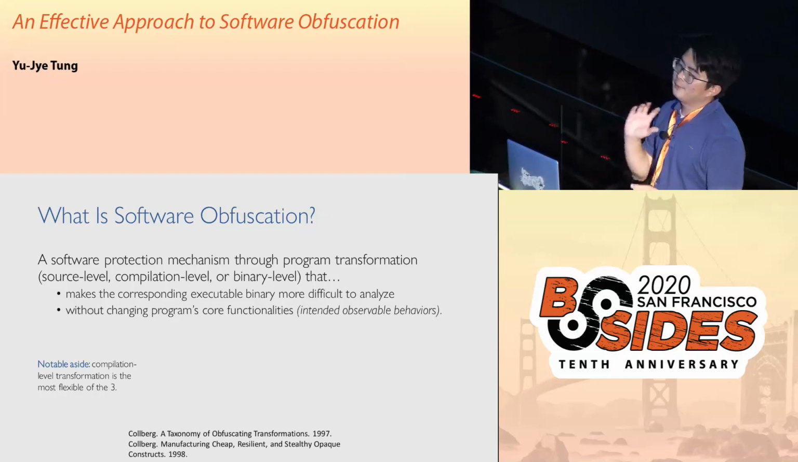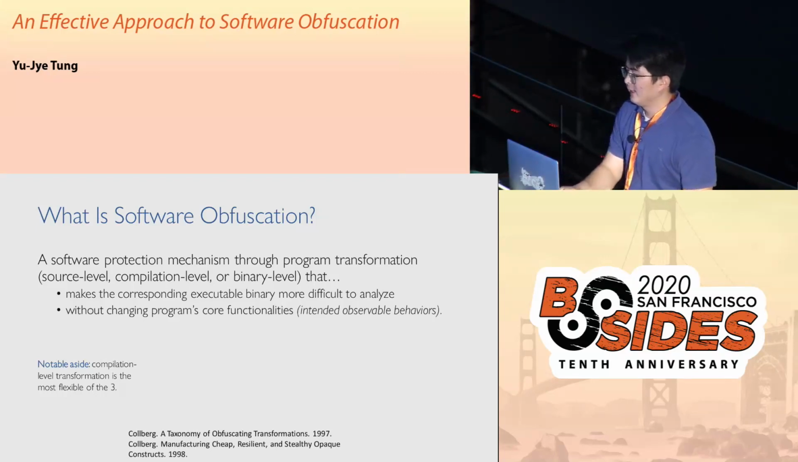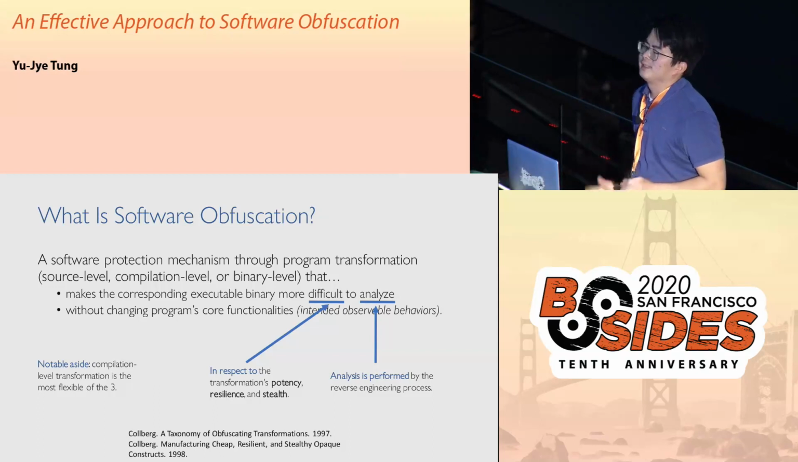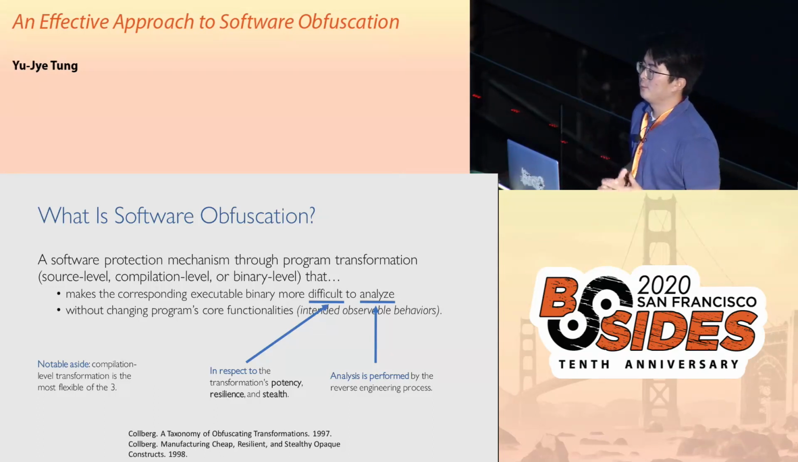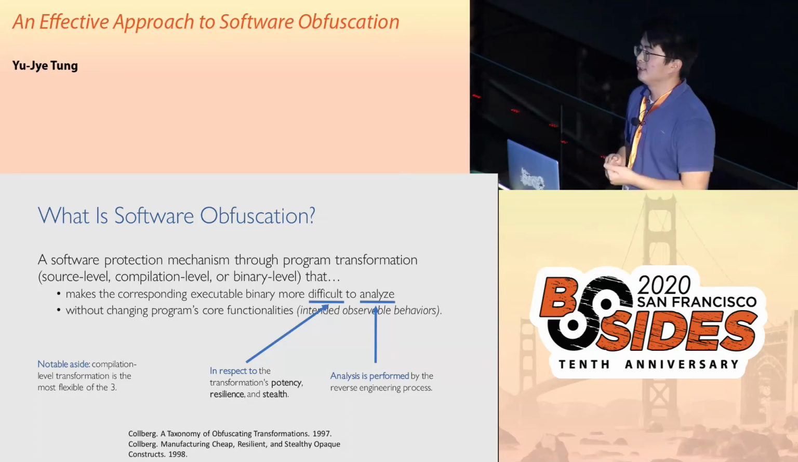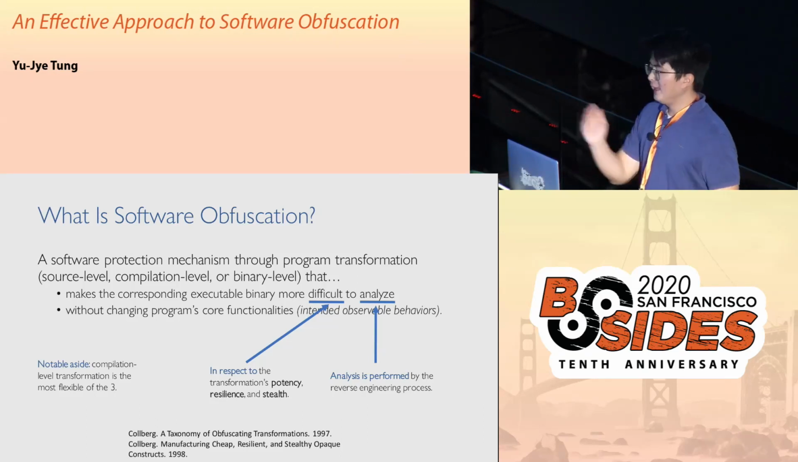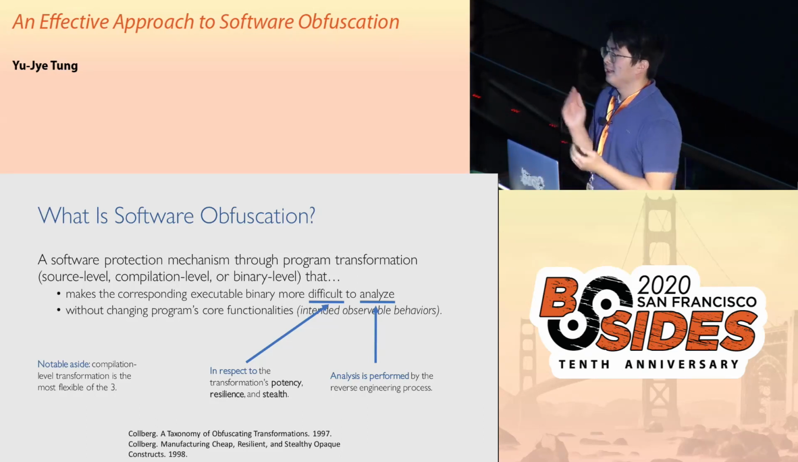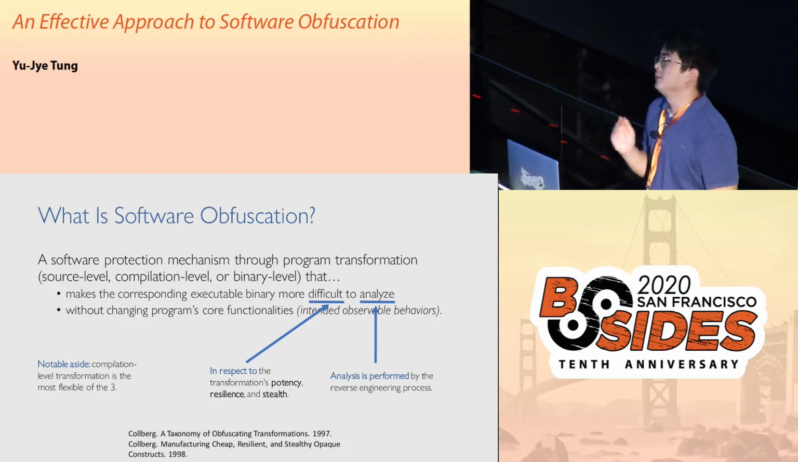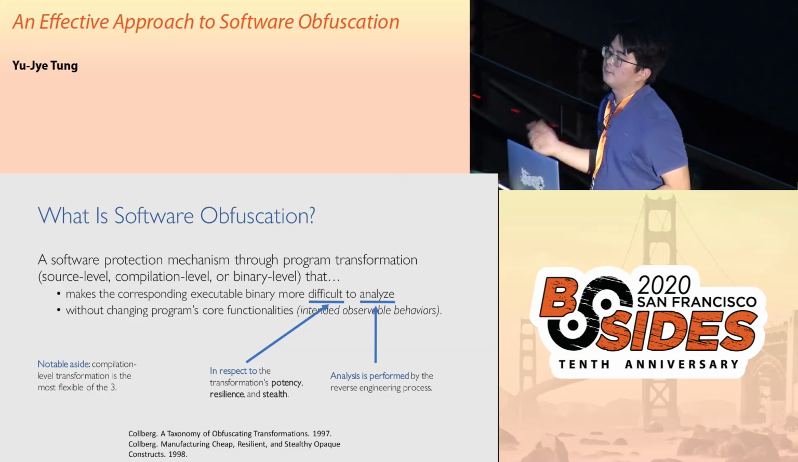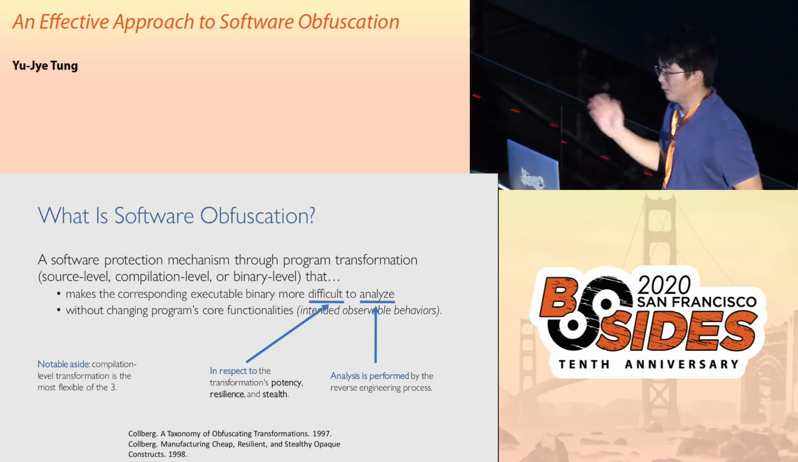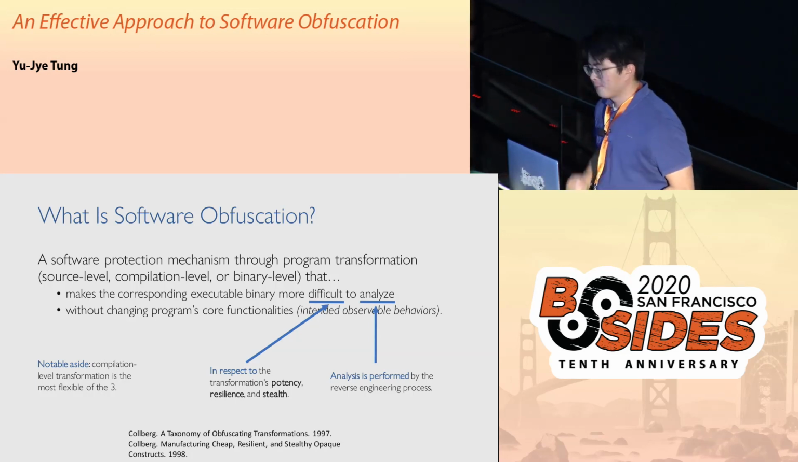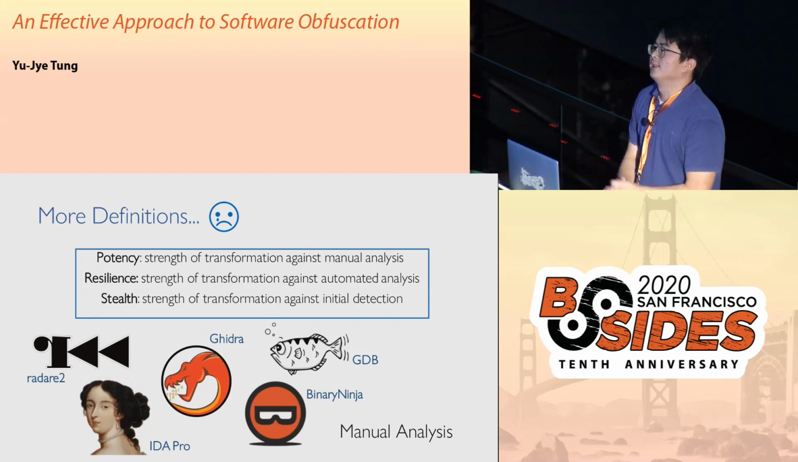What do we mean by more difficult to analyze? This difficulty is actually made up of three distinct properties: potency, resilience, and stealth. And Christian Collberg was the first person to use those three properties to assess the quality of an obfuscation transformation or obfuscation technique. So what are these three properties?